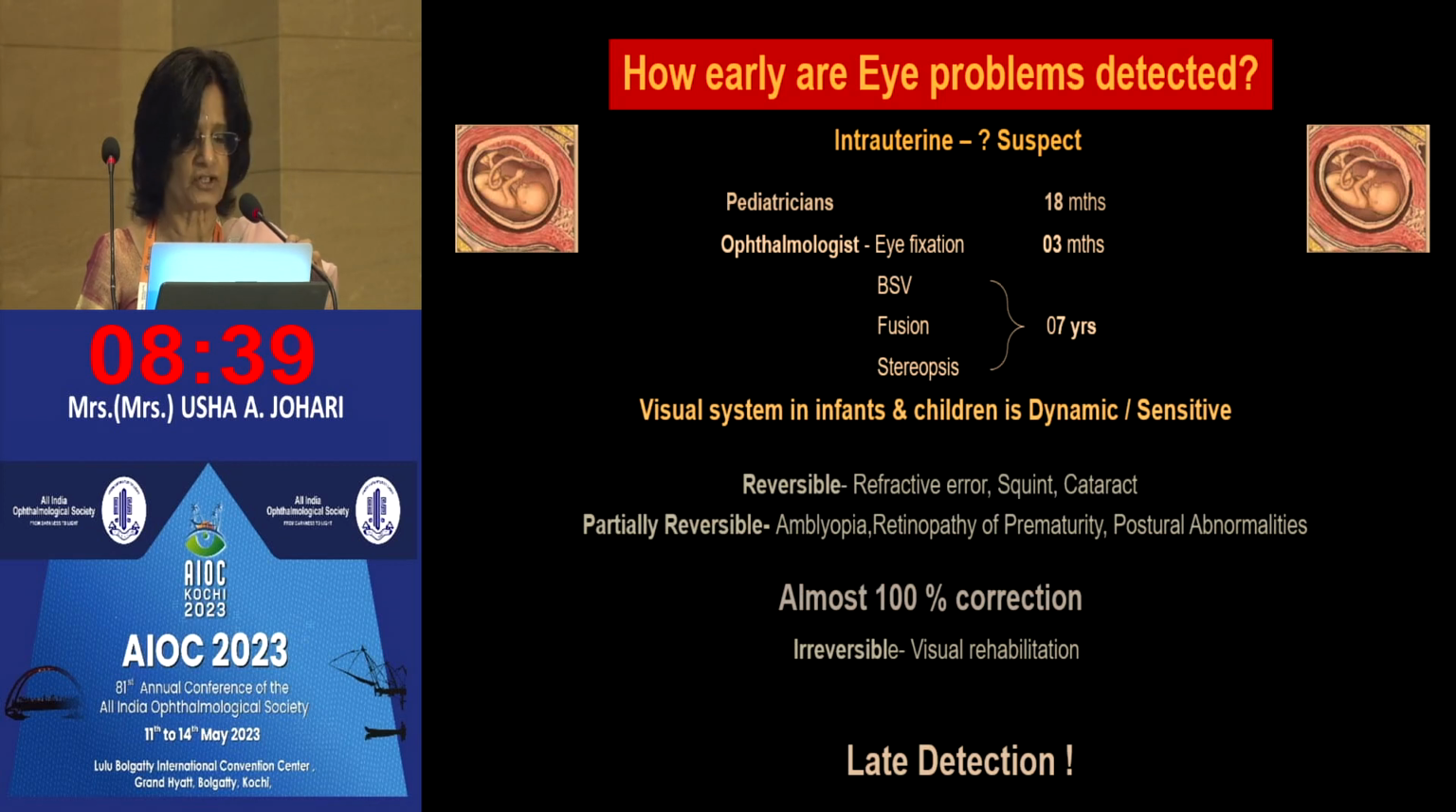The classification here is reversible, partially reversible, where we as ophthalmologists can do a lot of work and where it is almost 100% correction. Whereas in irreversible cases, visual rehabilitation, our friends who are the visual rehabilitation specialists, play a very important role.